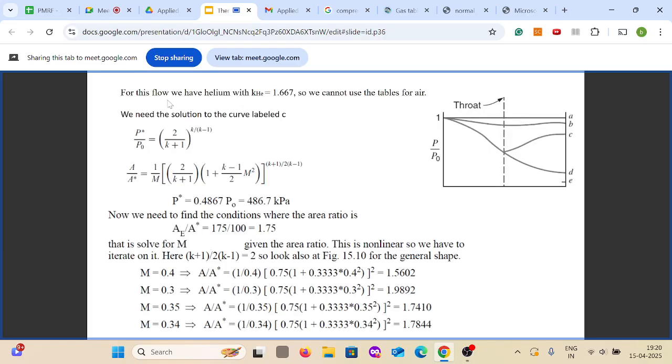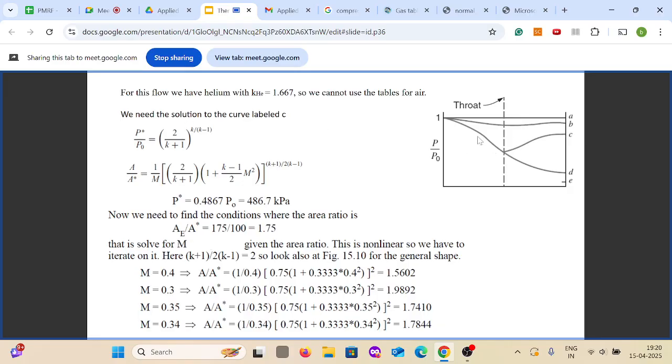So for this to occur, we have helium, gamma is 1.667. So this is the throat section. So we have at the throat Mach is 1 but subsonic everywhere else. So that is the case we have to solve. So that is, you can see, case C. Here it reaches Mach 1 and then it is subsonic everywhere else.